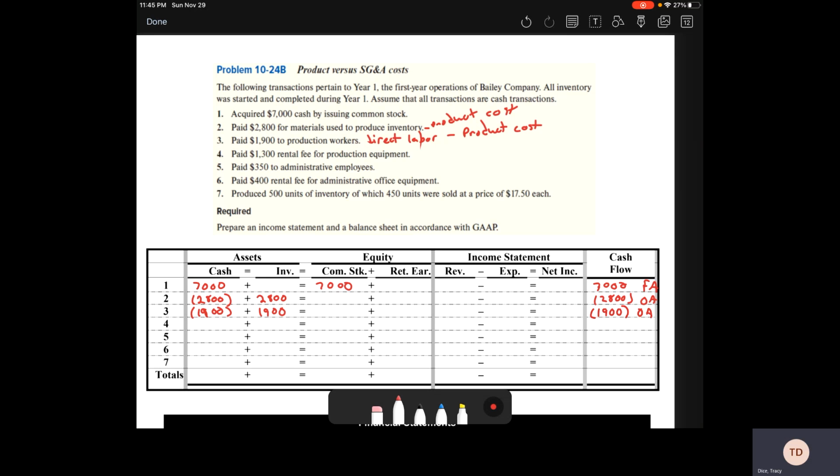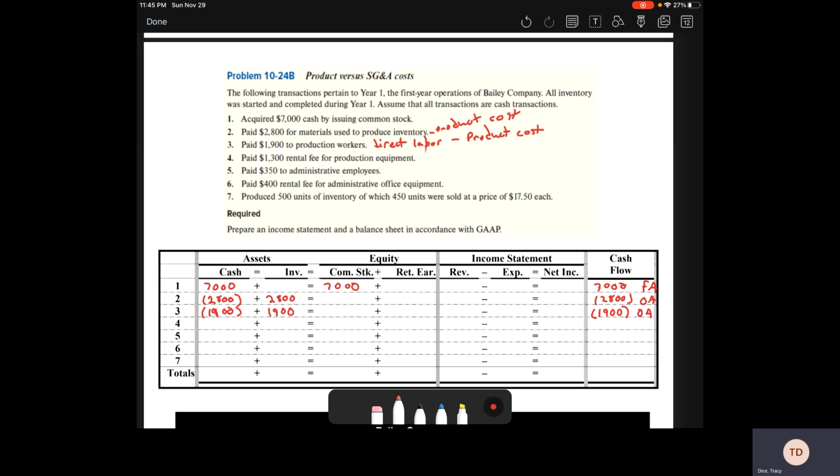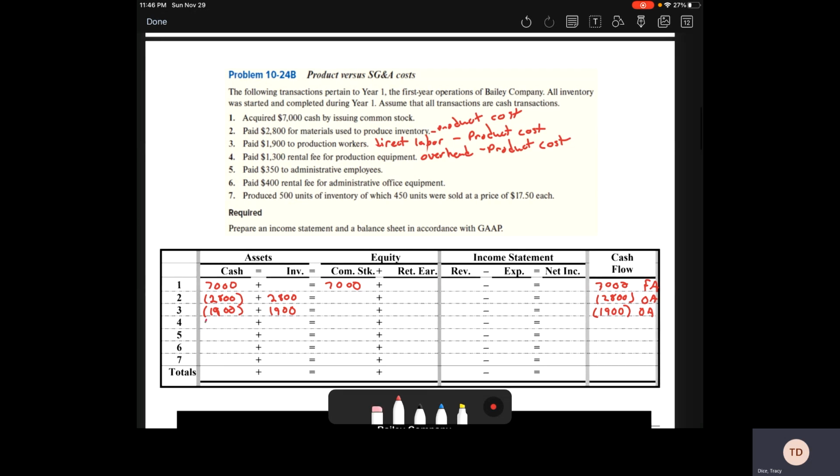Number 4, we pay a rental fee for production equipment. All right, so this is equipment directly related to producing the product. So this is going to be an overhead cost, which is then a product cost. So again, same thing, that asset exchange down here. $1,300 out of cash flow.